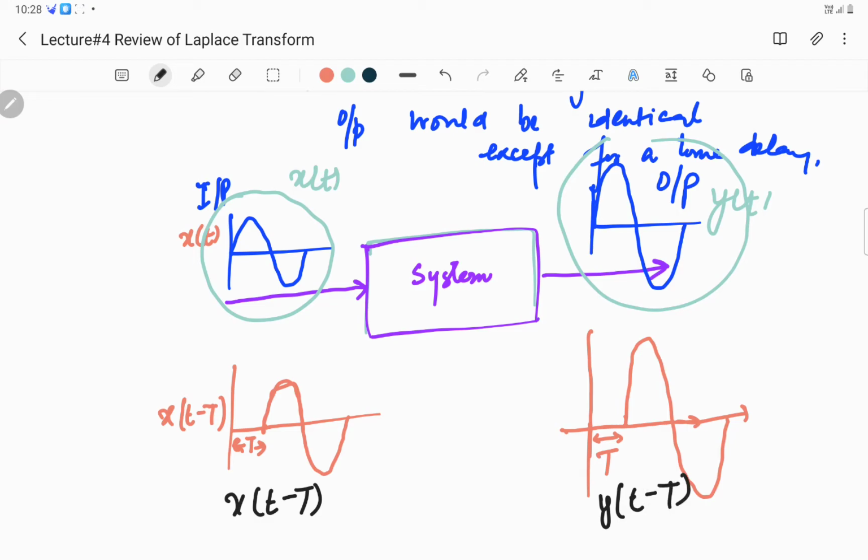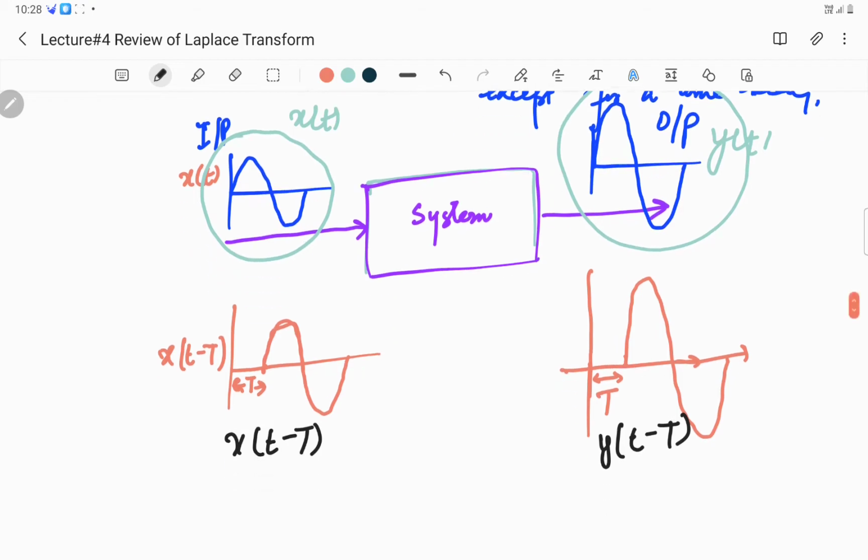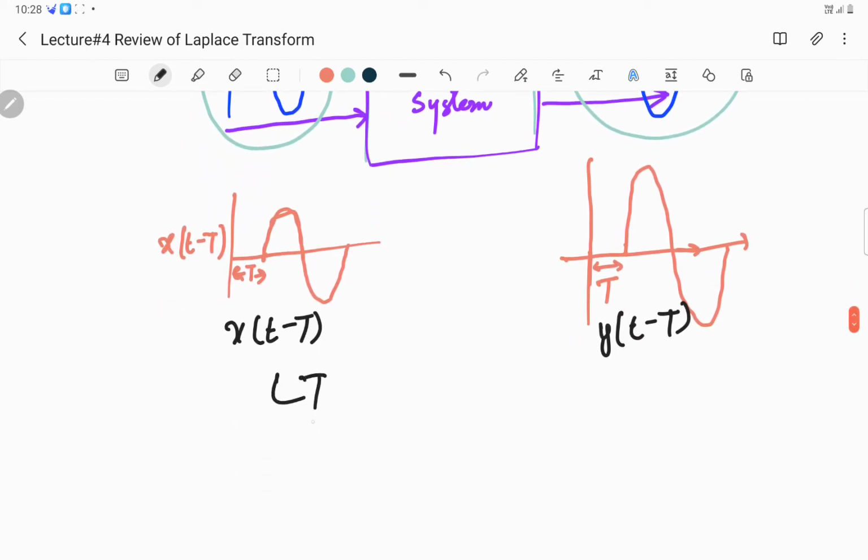So all in all, in this lecture or in this course, we'll discuss linear time invariant systems. We are discussing linear time invariant systems, LTI systems. The analysis of these systems is being done using Laplace transform.